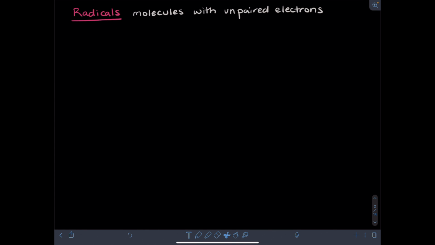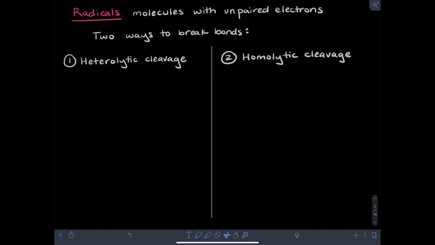Radicals refer to molecules that contain an unpaired electron. And in order to think about how radical molecules form, we need to consider two different ways in which bonds can break. Bonds can break by either heterolytic or homolytic bond cleavage events.